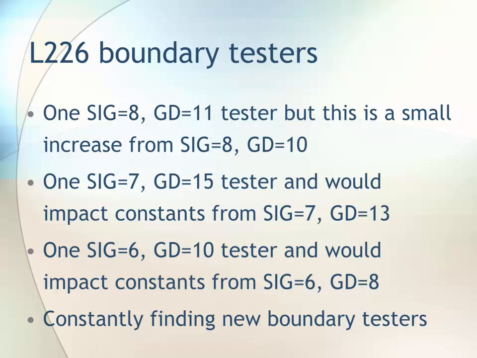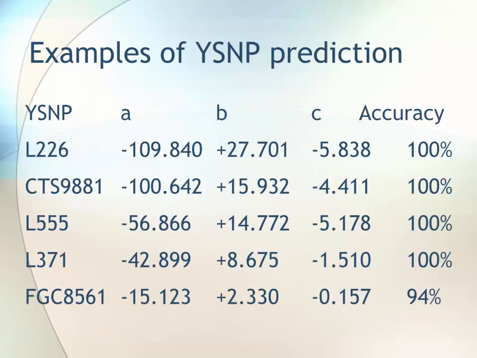There is another tester at GED 10 at signature 6. We think that would have an even more radical effect. And also, we're constantly finding new boundary condition testers which have yet higher genetic distances at signature matches than the current ones have. Here are 5 haplogroups that I've had time to analyze. I only started doing this at two variables in the last 2 or 3 months, and I will expand this list over time.